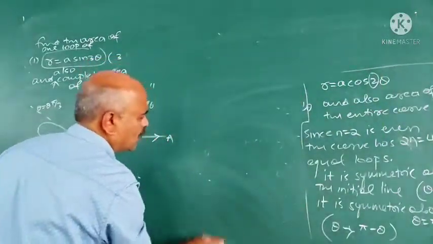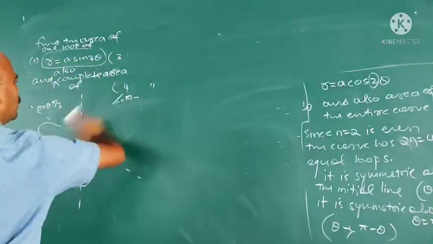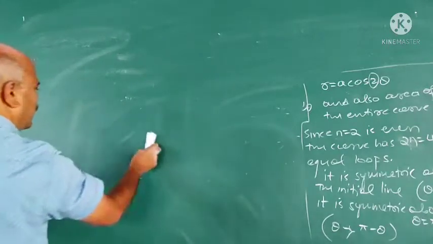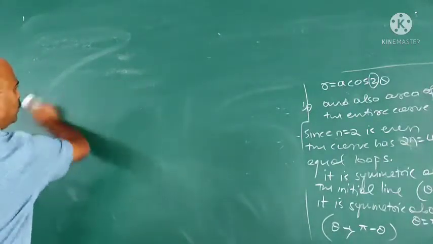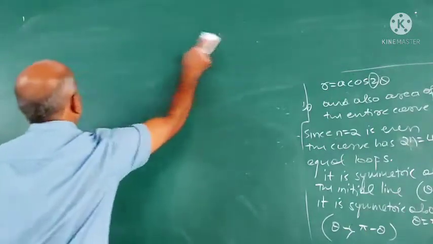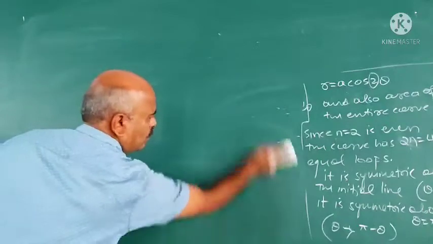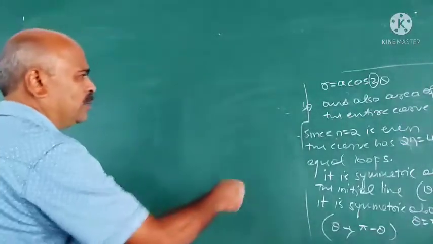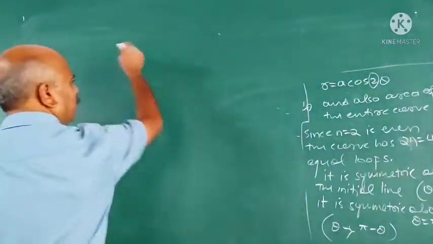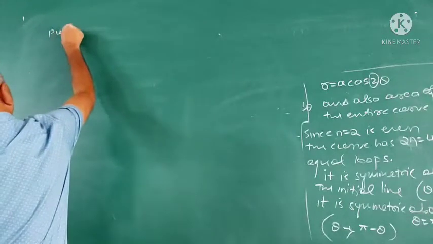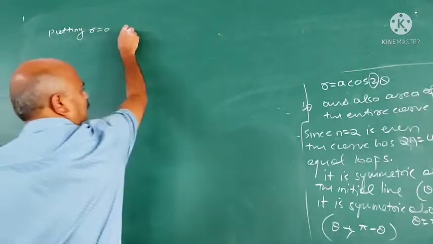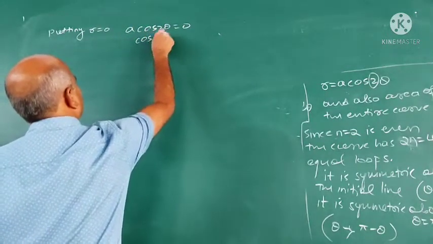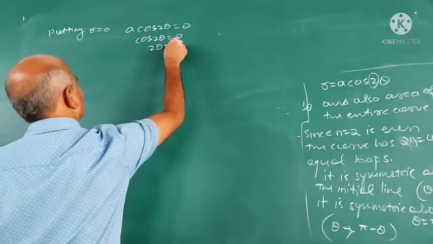Now if you know one loop of the curve, then we can easily find the area of one loop and the area bounded by the entire curve. Okay. What is the shape of the curve? It consists of 4 equal loops. Putting r is equal to 0, we get a cos 2 theta is 0. Therefore, cos 2 theta is 0, so 2 theta is n pi by 2.